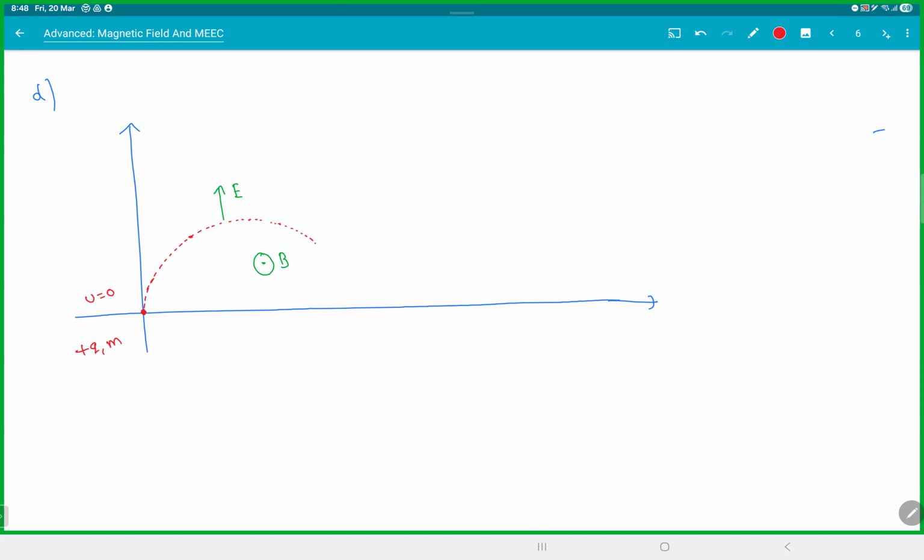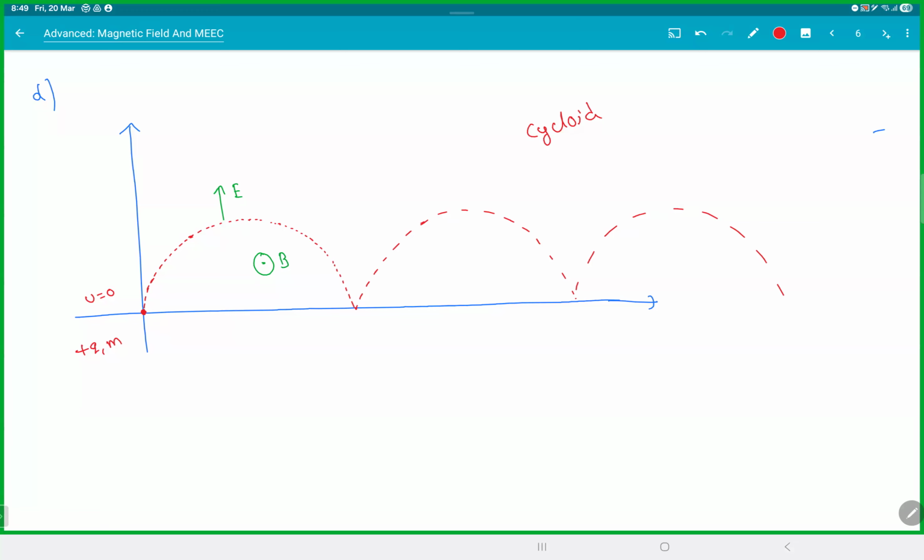Once you start turning back, you will slow down because you're going opposite to the electric field, and eventually you'll stop again here. And then again you will start. You'll just keep jumping like a monkey or grasshopper. This path is a cycloid. This is the path of a cycloid.